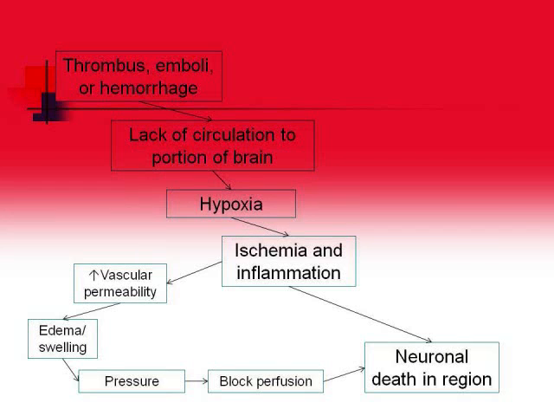But let's go back to that ischemia and inflammation. Remember our good old friend inflammation? With that, we get increased vascular permeability, fluid leaking from the blood vessels, and we get edema in the brain, swelling in the brain. And that pressure causes further blockage of the perfusion, and that too is going to cause death to the neurons.